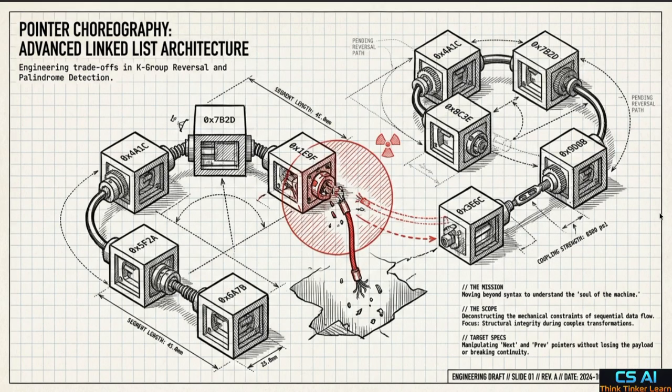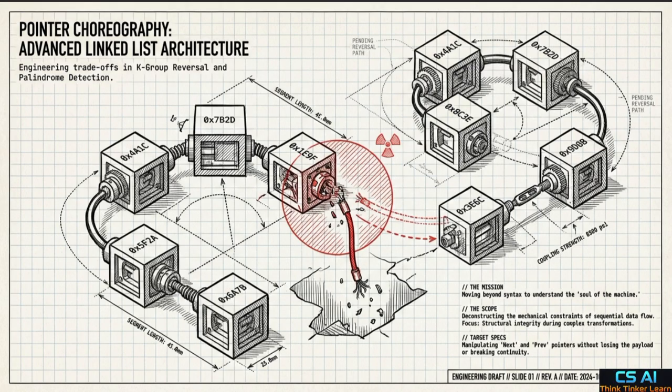Our mission is to move beyond syntax to understand the soul of the machine, reconstructing the mechanical constraints of a sequential data flow, focusing on structural integrity during complex transformations. Our target specs involve manipulating next and prev pointers without losing the payload or breaking continuity. This detailed analysis is crucial for truly understanding advanced linked list operations.